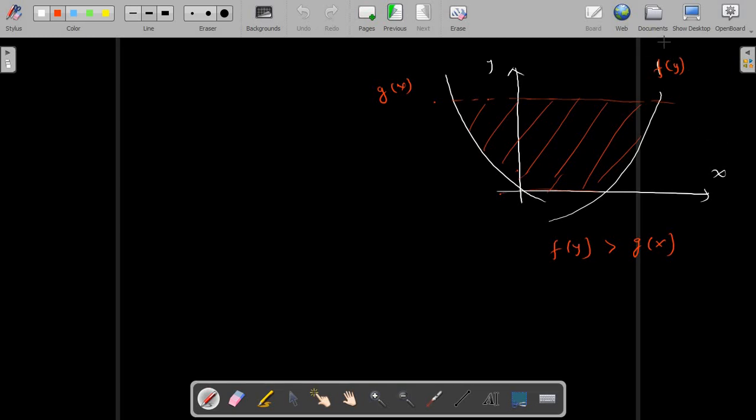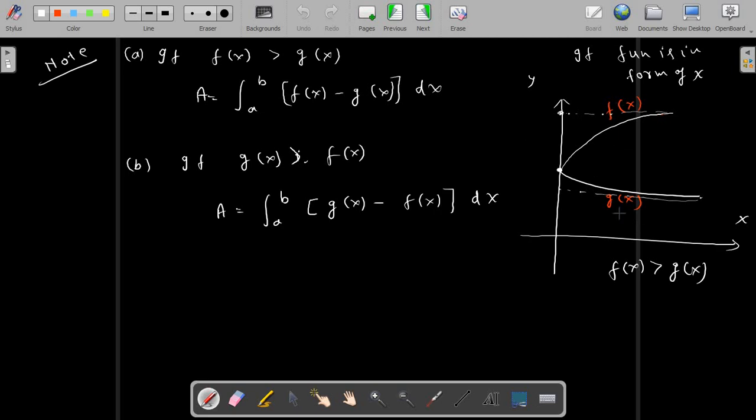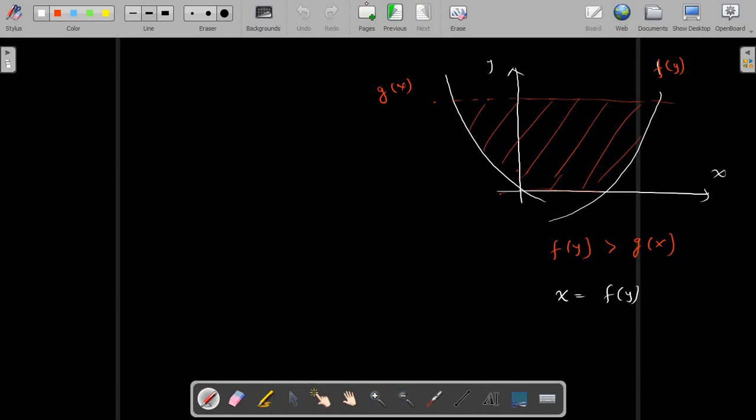Fy is basically what? Fy is basically x, right? x is equal to fy, so it will be x values that you are getting. And if you have fx, so y is equal to fx, it means you are getting y values ultimately. Is that clear, Kevin?